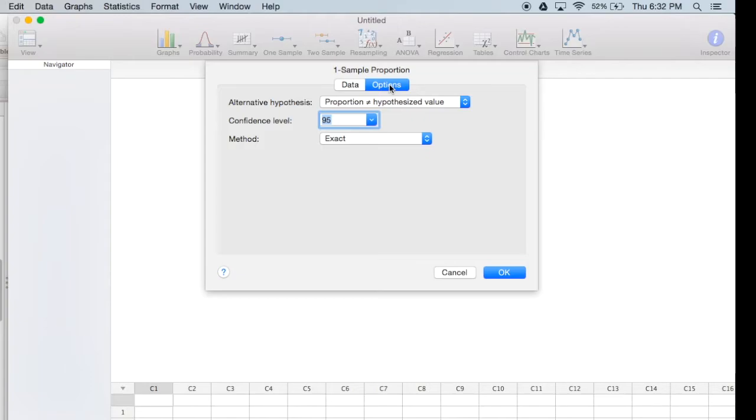Under options, the default is to do a two-tailed test, but what we have here is a right-tailed test. Recall our alternative hypothesis was whether p is greater than 0.20. The default confidence level is 95. A 95% confidence level corresponds to an alpha level of 0.05, which is the standard alpha level. It's what we use unless we're given information otherwise. And the default is the exact method.